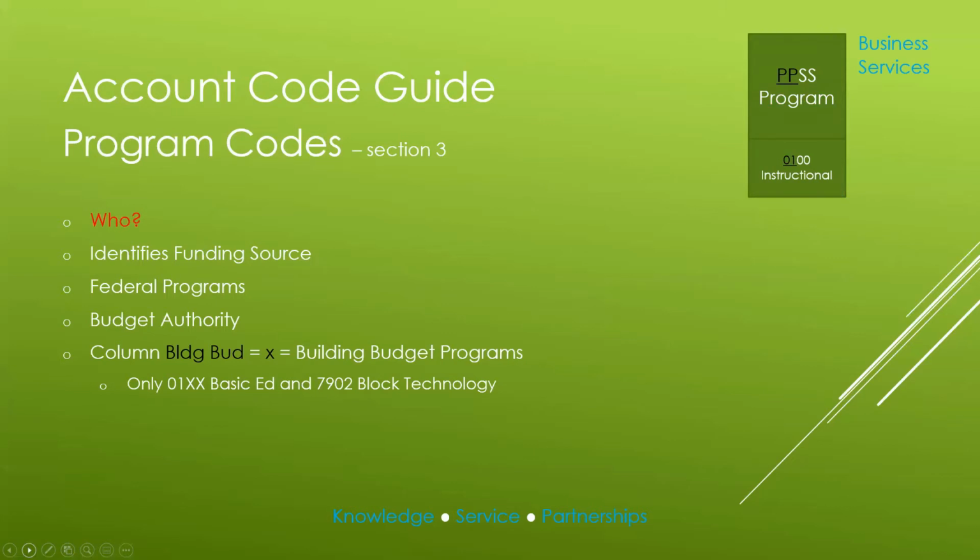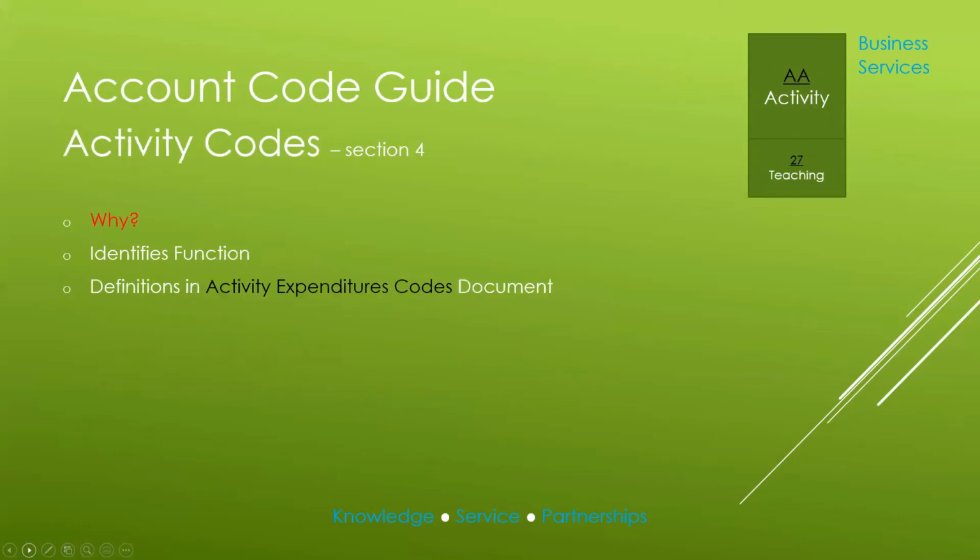Now, if it's federal programs, we identify those in the account code guide because we have more compliance requirements. The account code guide also provides the budget authority, or the person that's responsible for this funding source. And there is a column in the account code guide with an X to identify our building budget programs. And really, building budgets only include the 01 section, or the basic ed section, and 7902 for block technology. So there's not a lot to choose from there, and it makes this part a little bit easier.